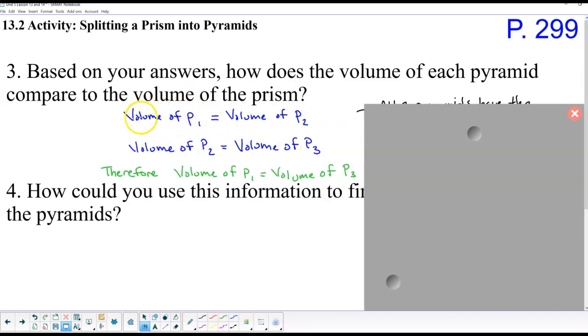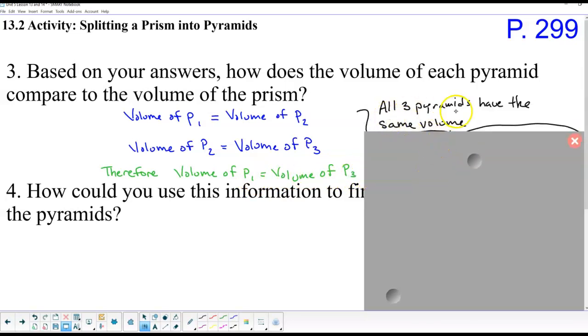So what did we learn? We discovered that the volume of pyramid 1 was equal to the volume of pyramid 2. The volume of pyramid 2 was equal to the volume of pyramid 3. Well, if 1 is equal to 2 and 2 is equal to 3, then we know by the transitive property that the volume of pyramid 1 is equal to the volume of pyramid 3, which basically is a fancy way of saying all three pyramids have the same volume.